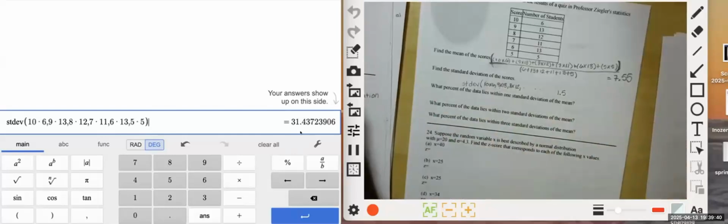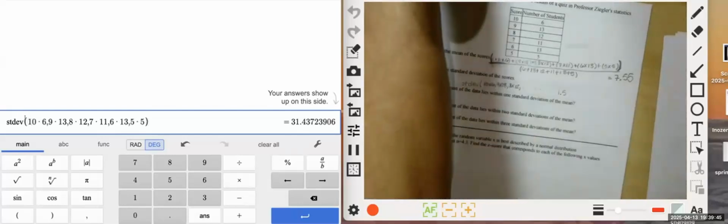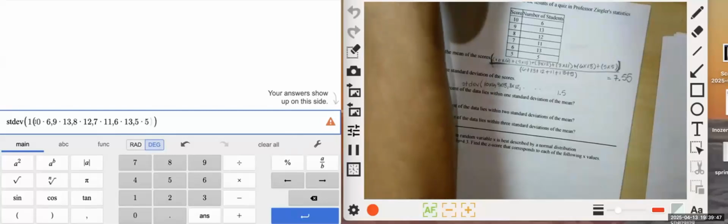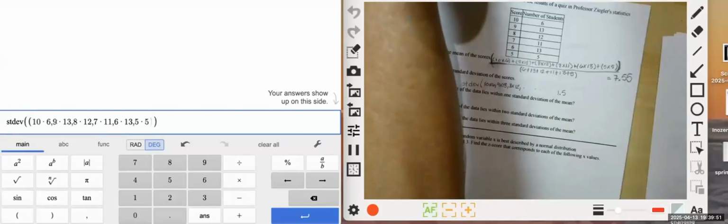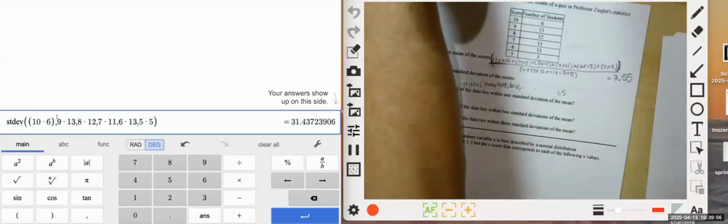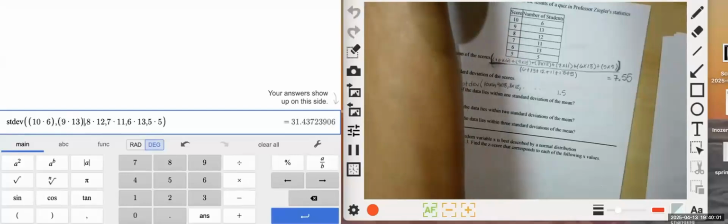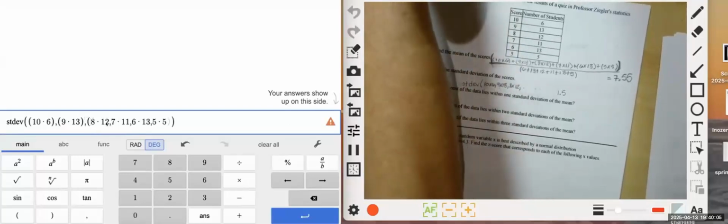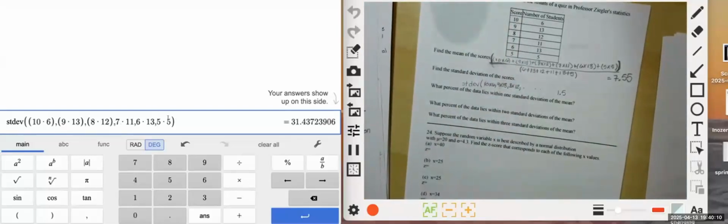That's not right. Need to put parentheses. What is going on there? You have to still divide it by the total that was under it, or no? No, it should just be right there. It's still sticking with that 31. Okay, I guess I thought you could type it in like that.